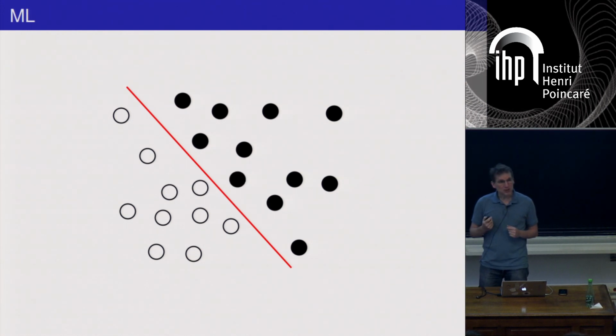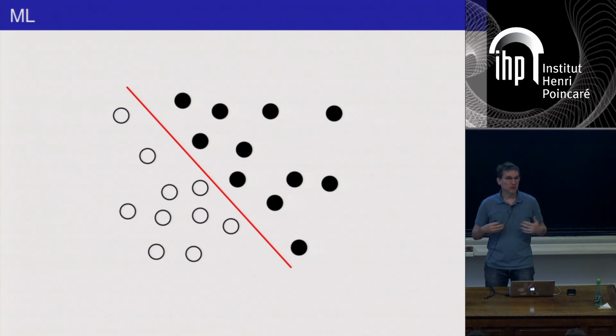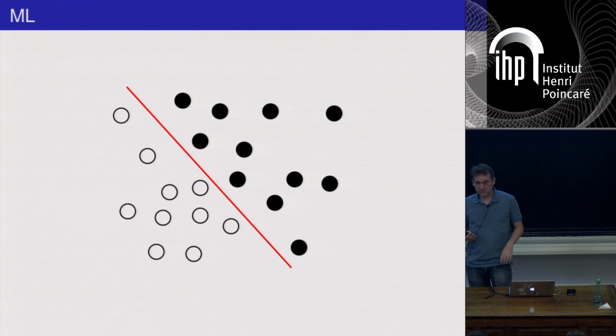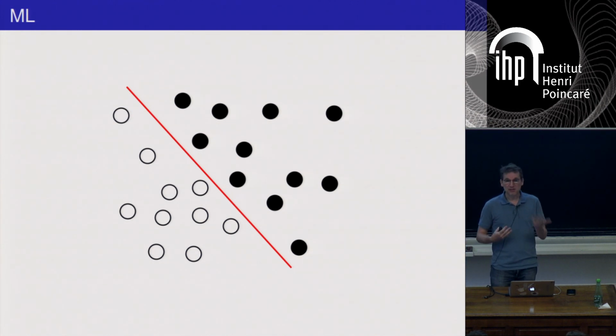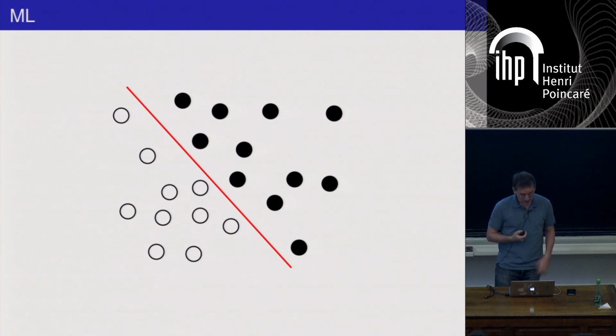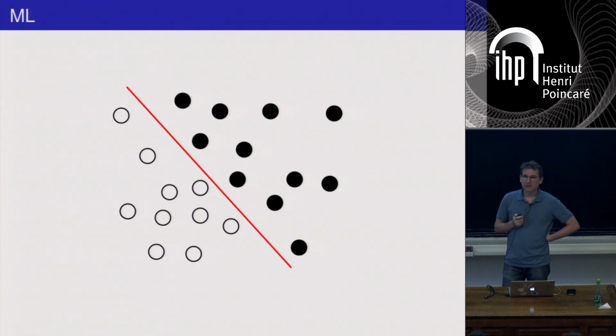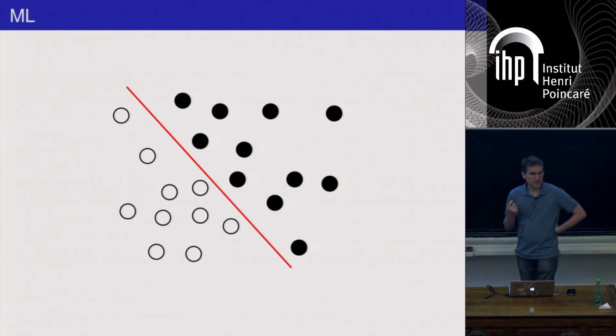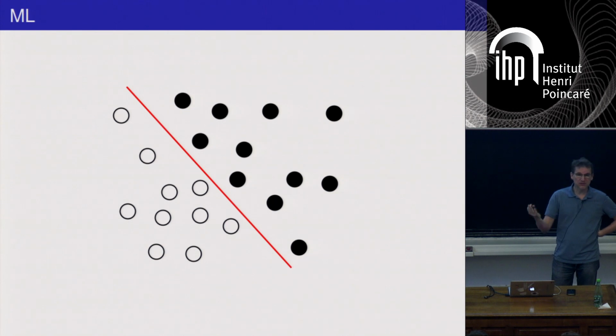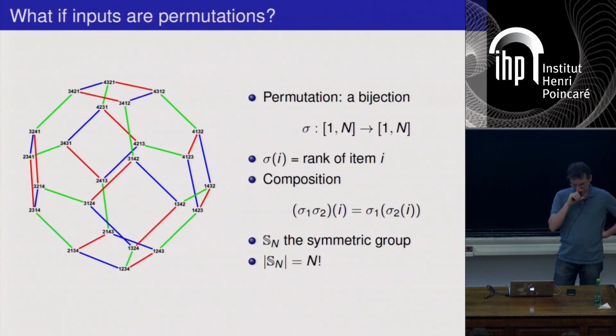Now, in this picture you have black and white dots, which are your data. Depending on the application, you need to decide what your data are. This could be images if you want to do object recognition, for example. This could be genomes if you want to do precision medicine. Here I will just focus on the mathematical part, and I will discuss how you can do that when your data are not images or genomes, but permutations.